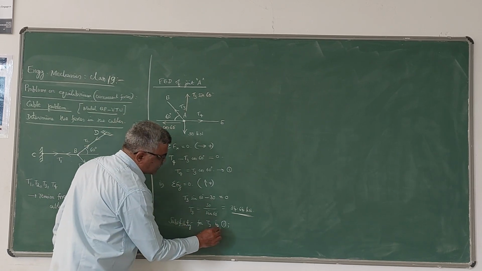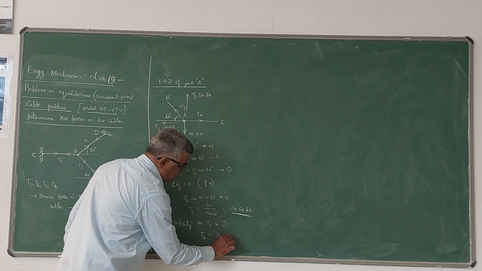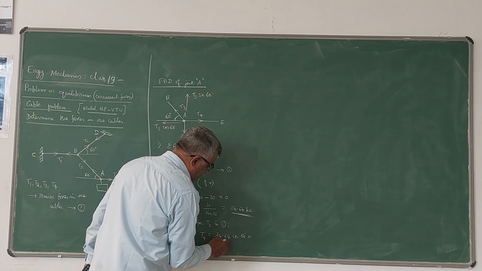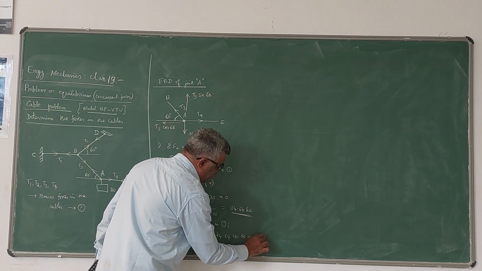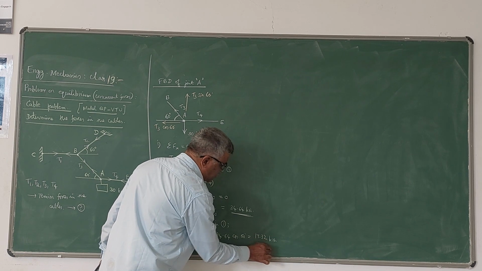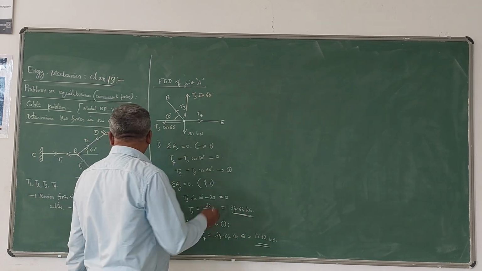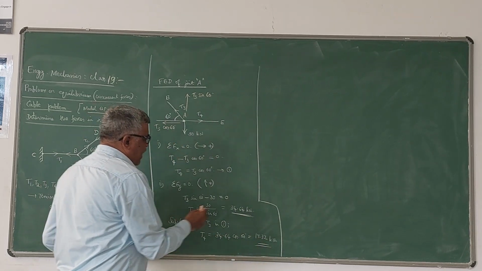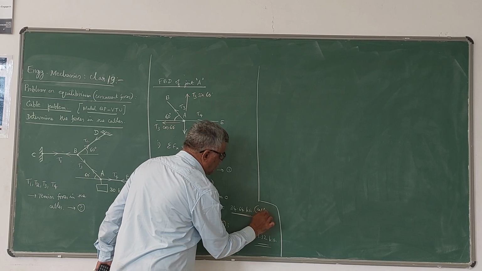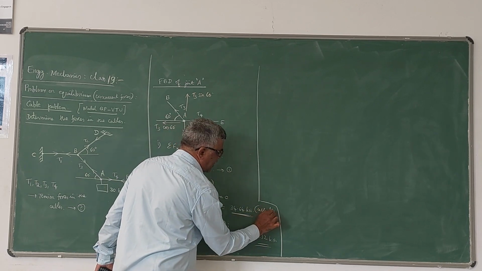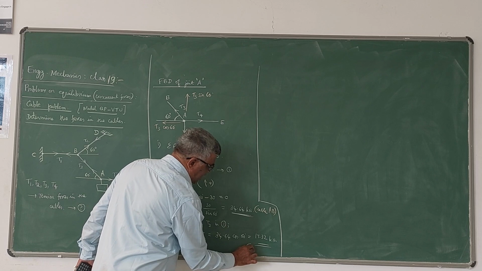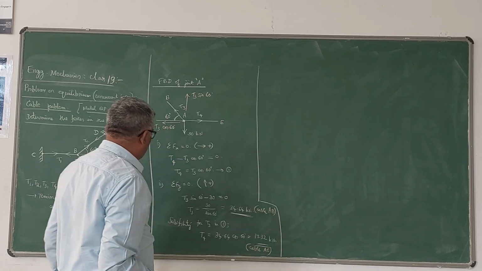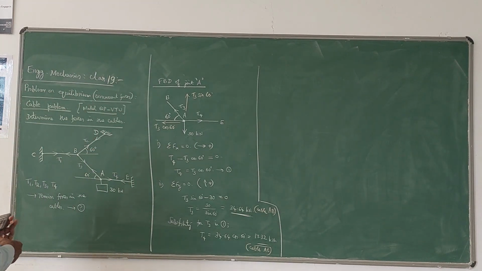T4 is T3 cos 60, that is 34.64 cos 60. Cos 60 is half, therefore half of 34.64 is 17.32 kilonewton. This is the tension force acting in the cable AE. So T3 is the tension force acting in cable AB, and in cable AE, the tension force is 17.32. Now we have to get the values of T1 and T2.